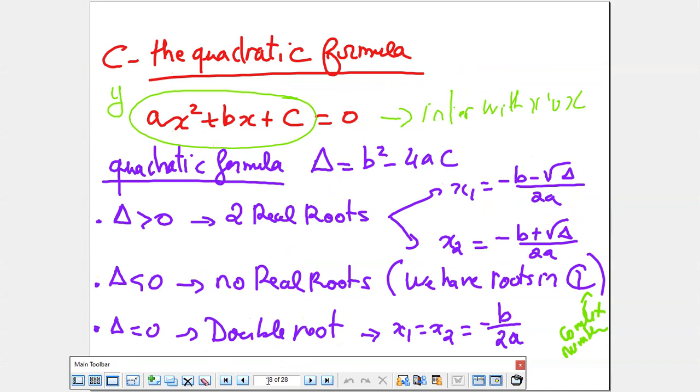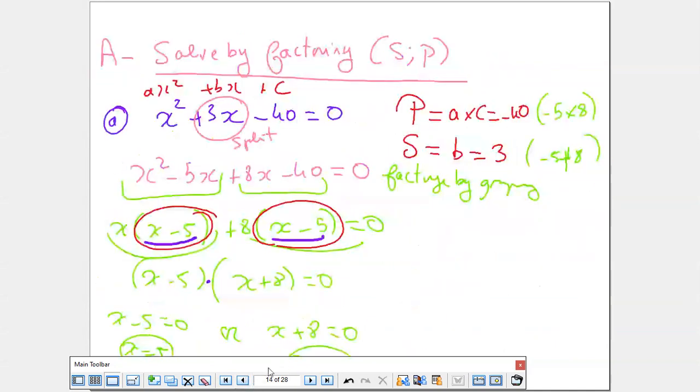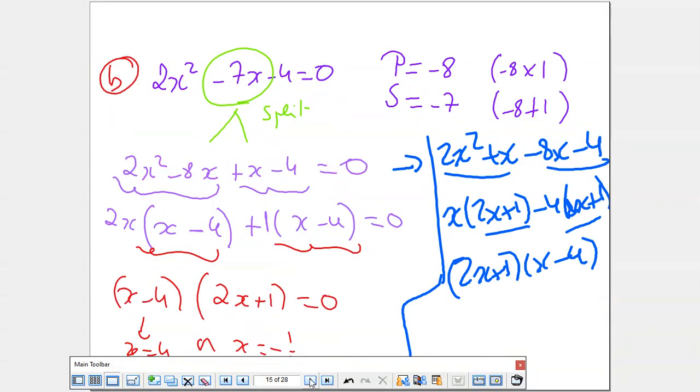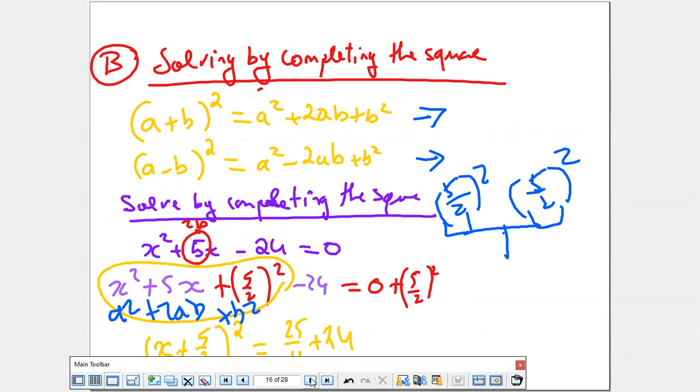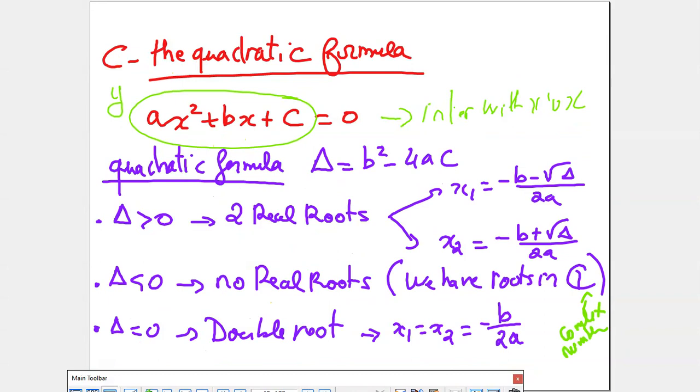Also, I can solve by the quadratic formula. So the first method to solve an equation is factorizing using S and P. The second one is by completing the square. And the last one now is the quadratic formula. And sure, you can also check your work on the calculator.